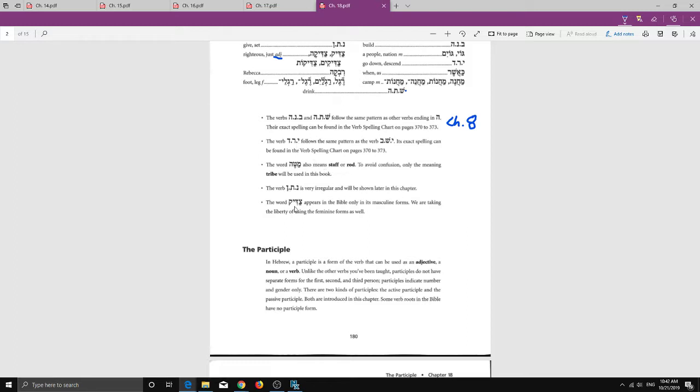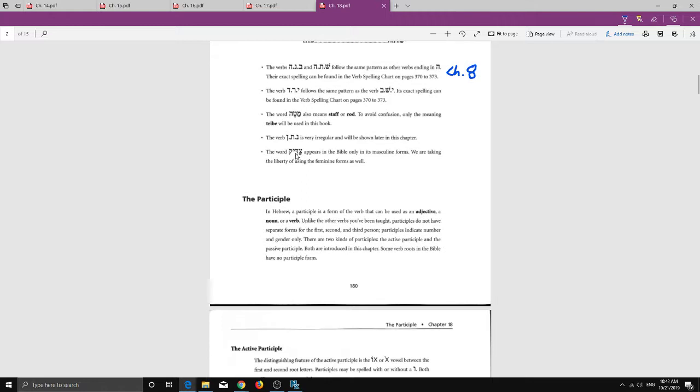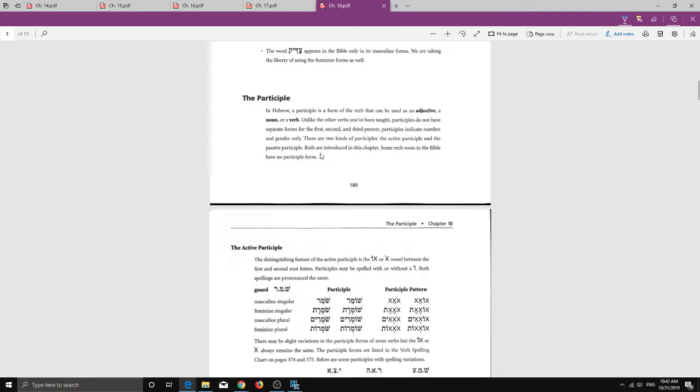Let's see if I want to talk about anything else. Apparently, tzaddik is very rarely used in the Bible with feminine forms, mostly just masculine. In this book, we'll be using it with feminine forms as well, just for practice, but I guess just be prepared that it's mostly masculine in the Bible. Okay, so now let's get to what this chapter is mainly about. Okay, and that is the participle.